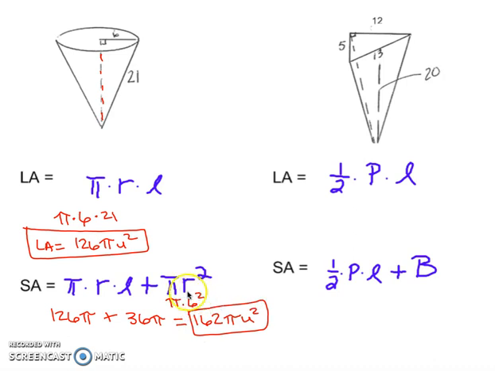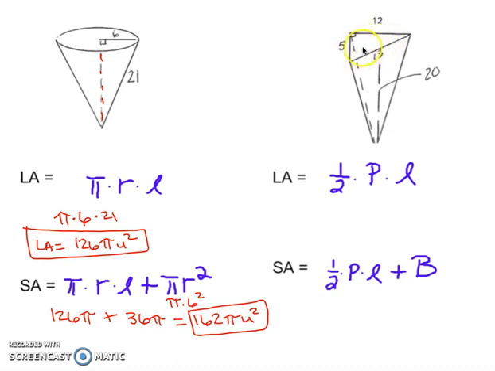So now if we take a look over here, this is a pyramid. A couple of things about a pyramid. A pyramid only has one base. So if you go back to the last section that we did, we worked with a prism. And a prism had two bases. So a pyramid has only one base.